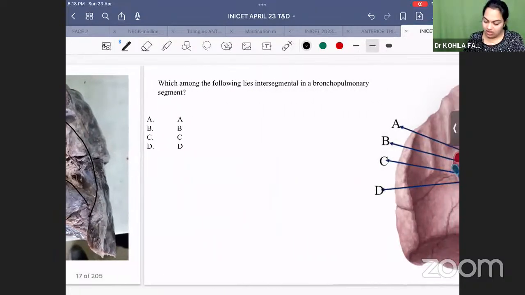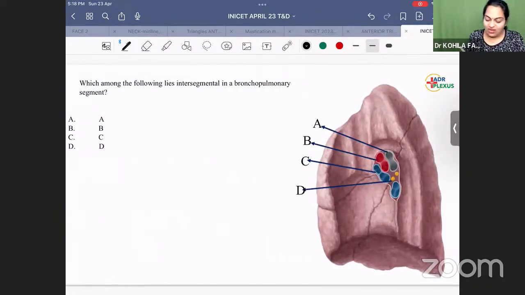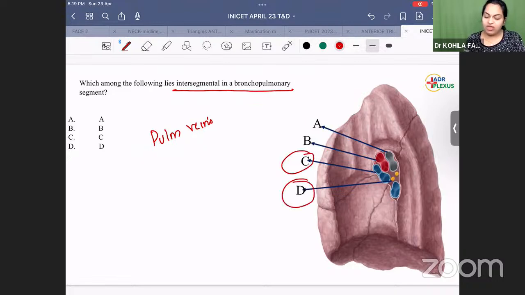Here, which is the structure which lies intersegmental in a bronchopulmonary segment? How many bronchopulmonary segments are there in each lung? 10 in the right. Very good. 10 in the right and 10 in the left. Now while doing surgery, how do they demarcate these segments? What comes to lie between these segments? The pulmonary veins are intersegmental in position. So that can be a direct question or it can be image based. From the image, you can identify.